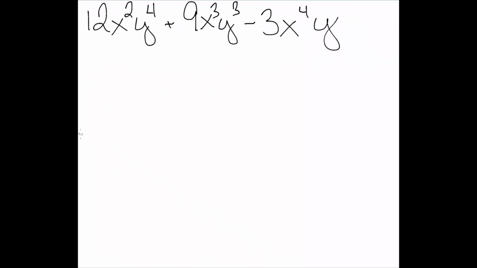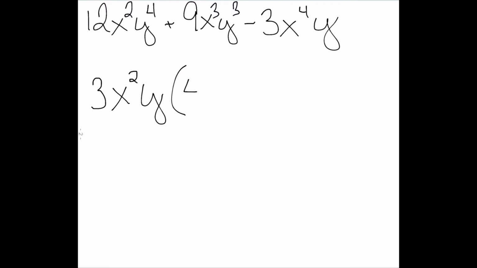For this one, 12x squared y to the fourth plus 9x cubed y cubed minus 3x to the fourth y. The first step is going to be our numbers, 12, 9, and 3. We can see that the biggest number that divides all of those is 3. As far as our variables, the easy way to do it is to pick the smallest possible exponent. For x, I have a 2, a 3, and a 4, so I'm going to remove the 2. The exponents for y are 4, 3, and 1, so we'll just remove 1.